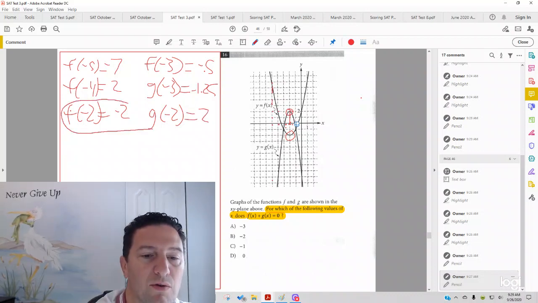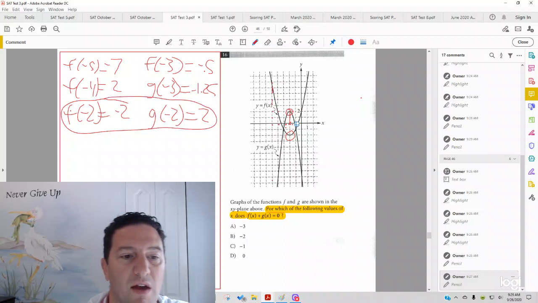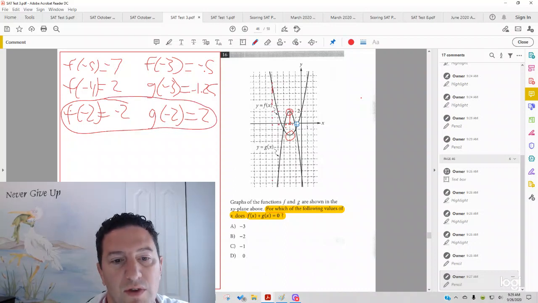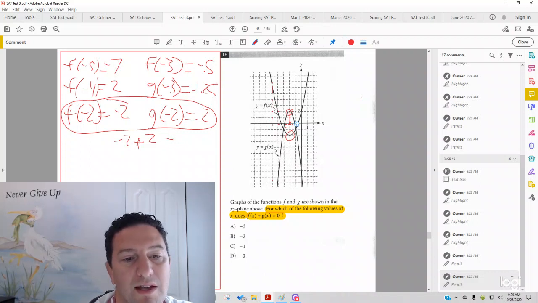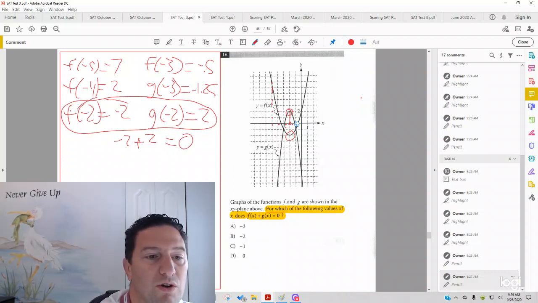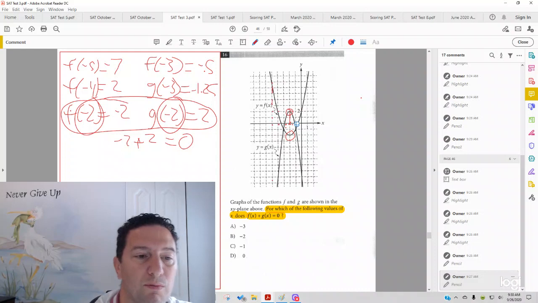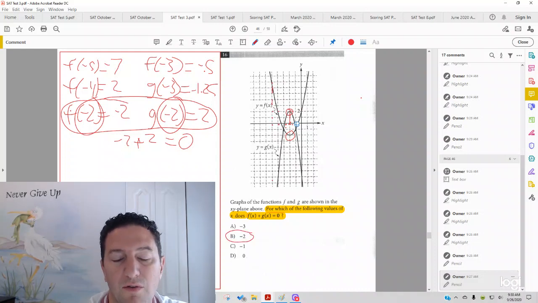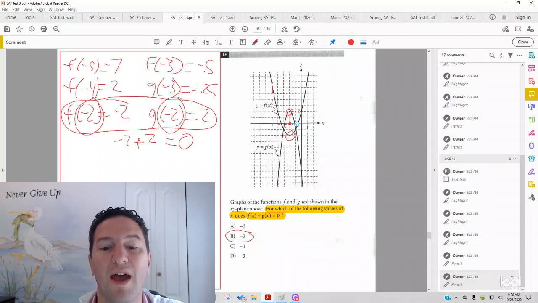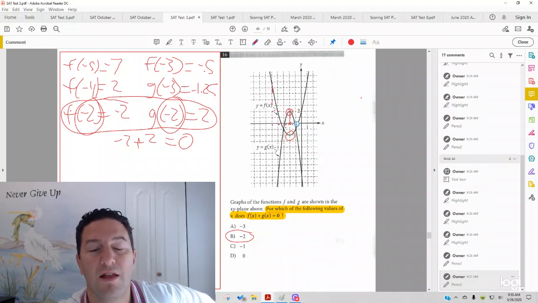So here we have it right here. If f of negative 2 equals negative 2 and g of negative 2 equals positive 2, then negative 2 plus positive 2 will give you that 0. So what's your x value there? It's negative 2 for both the f of x and g of x. So for the value of x when it's negative 2, that's where f of x plus g of x equals 0.